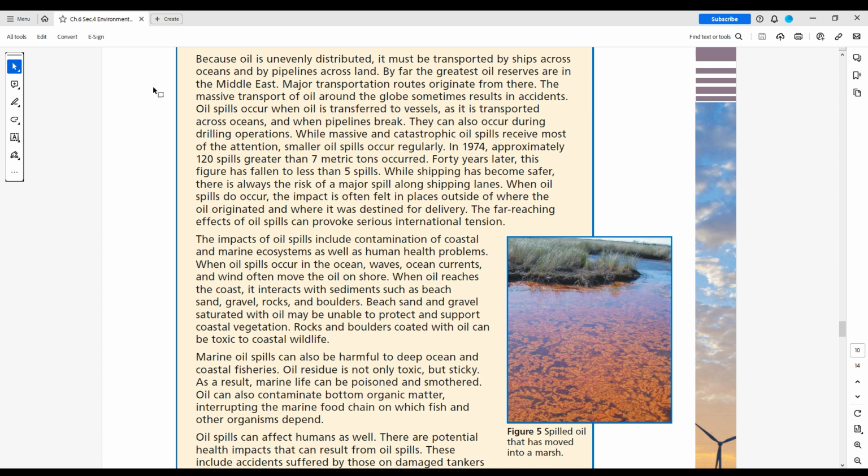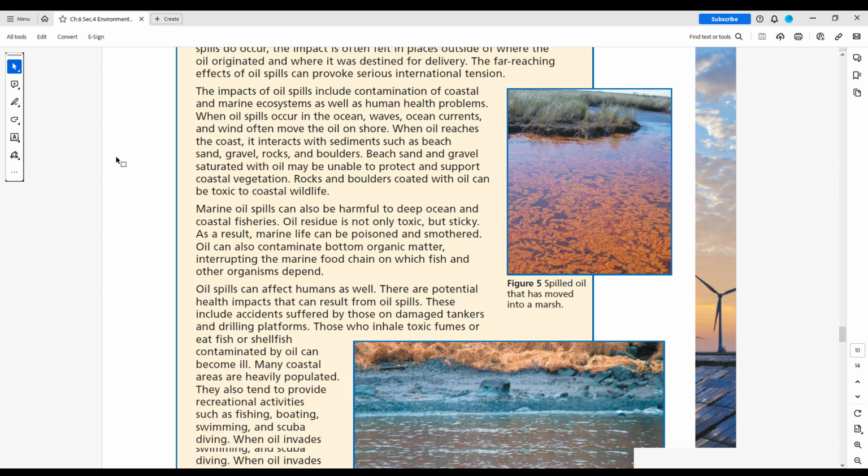While massive and catastrophic oil spills receive most of the attention, smaller oil spills occur regularly. In 1974, approximately 120 spills greater than 7 metric tons occurred. 40 years later, this figure has fallen to less than 5 spills. While shipping has become safer, there is always the risk of a major spill along shipping lanes. When oil spills do occur, the impact is often felt in places outside where the oil originated and where it was destined for delivery. The far-reaching effects of oil spills can provoke serious international tension.